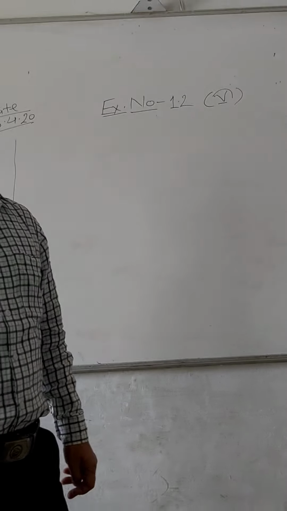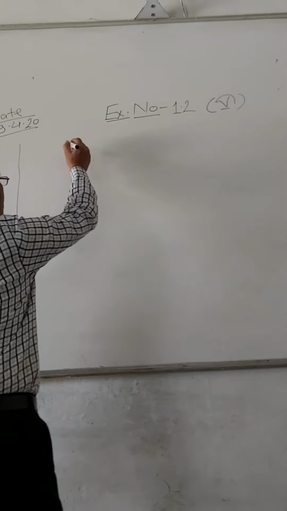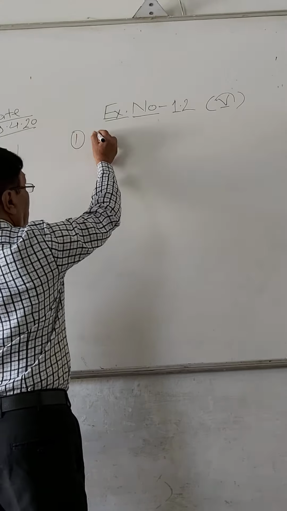So in the last class, what you have seen, how to represent the numbers according to the Indian numeration system. As you know, there are two types of numeration systems. One is the Indian numeration system. Second is international.